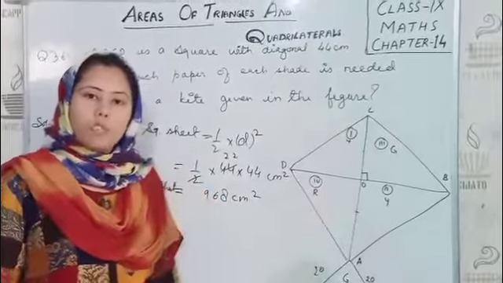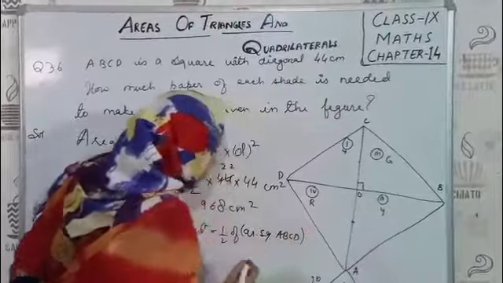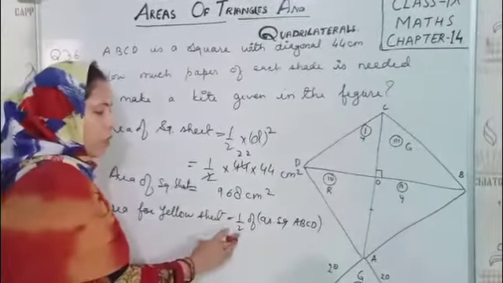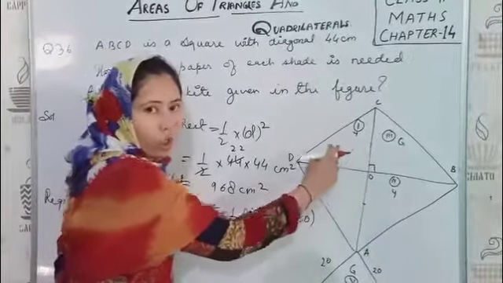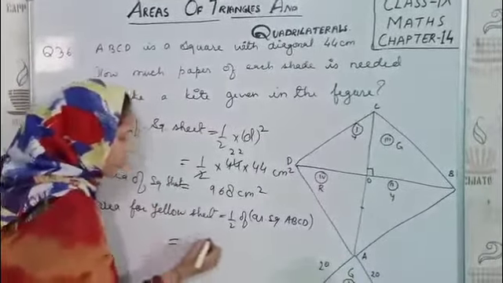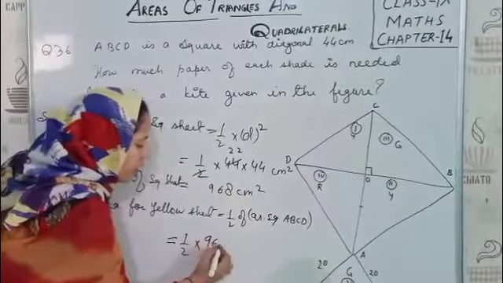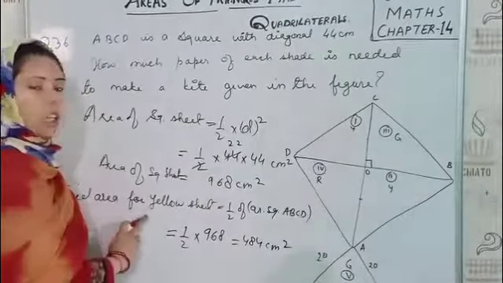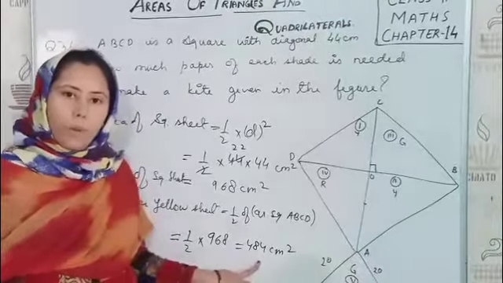Two triangles means half of the area of the square. Required area of the yellow sheet is equal to half of the area of ABCD. Square is divided into four equal triangles. Two triangles means half of the area of the square. So it is equal to half into the area of the square sheet, which is 968. It is equal to area required for the yellow sheet is 484 centimeter square.